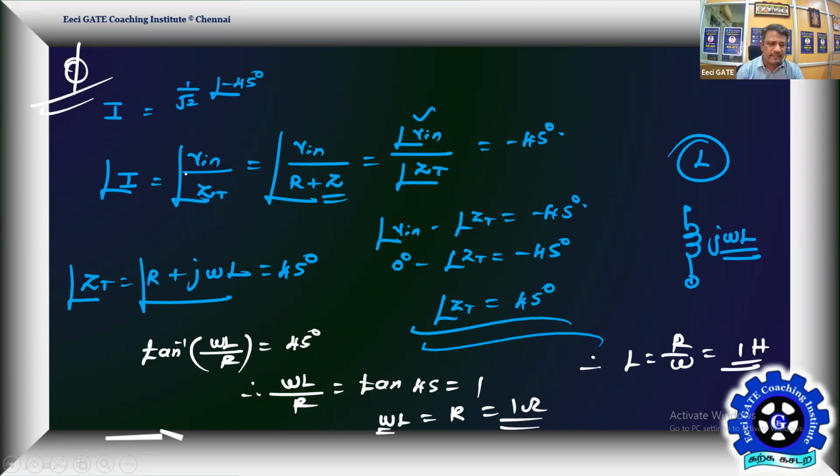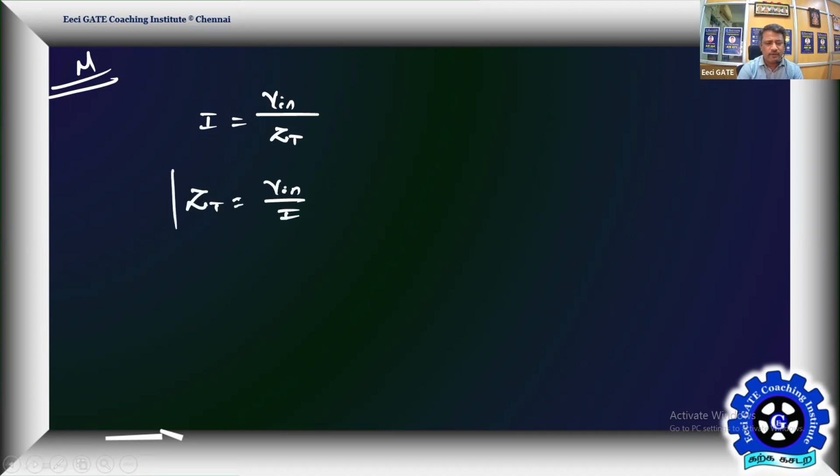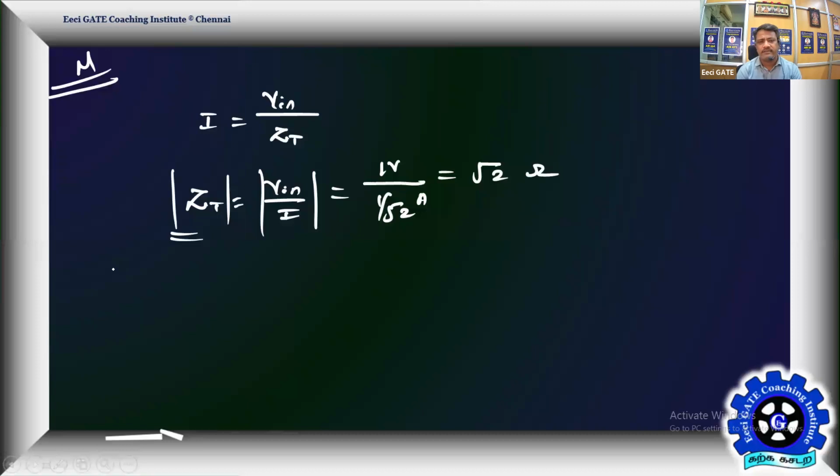You can also go another way, the magnitude way. What is the magnitude way? You know your current: current is V in divided by Z total. So Z total is equal to V in divided by I. Let me go for the modulus of Z total. We know the modulus of V in; you can take RMS or amplitude, no problem. The V in amplitude is 1 volt. The current amplitude is 1 by root 2 amps. So the resultant is root 2 ohms. That should be the modulus of the total impedance. This is the magnitude way.